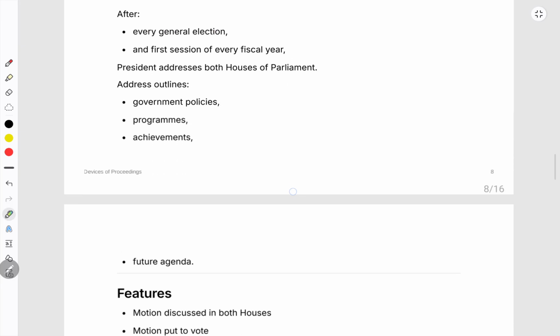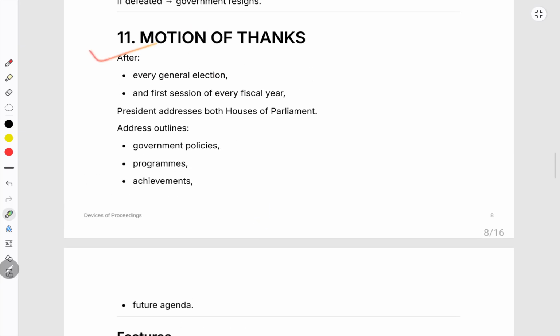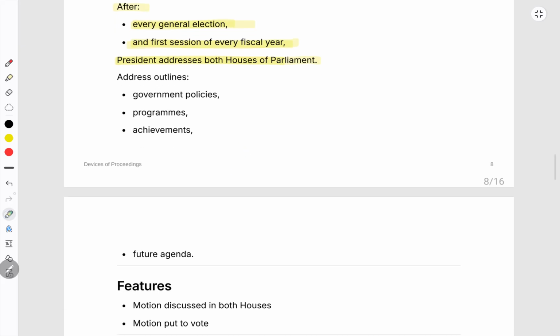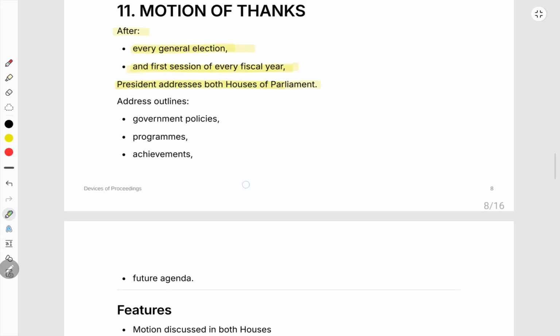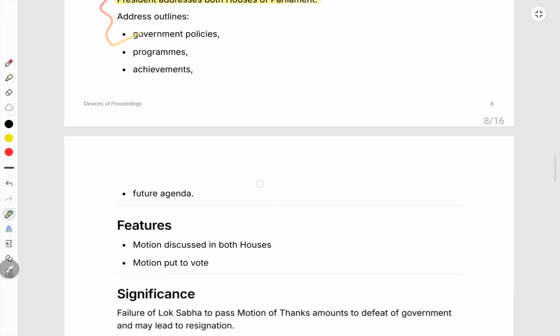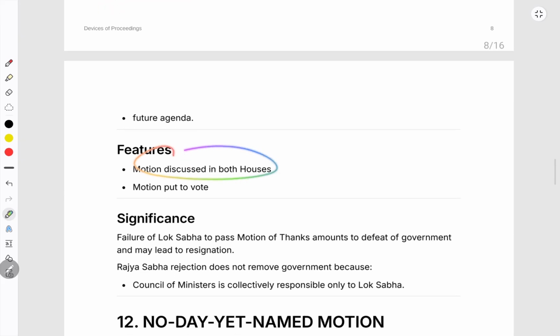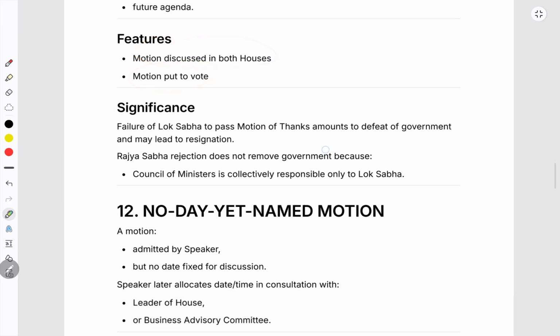Okay. Now next is motion of thanks. This is basically after every general election and the first session of every fiscal year. So the President addresses both Houses of Parliament. In the address, the President will outline the government's policies, programs, achievements and future agenda. After the President addresses, this motion is discussed in both Houses and the motion is put to vote.